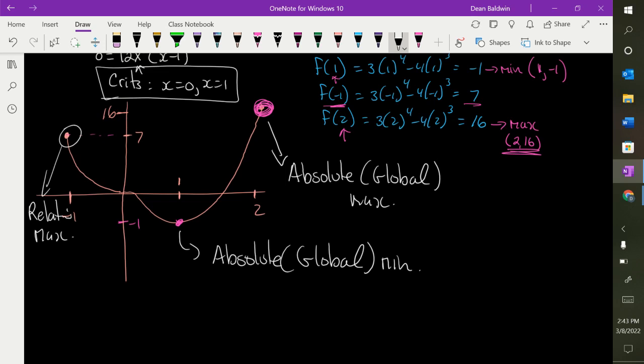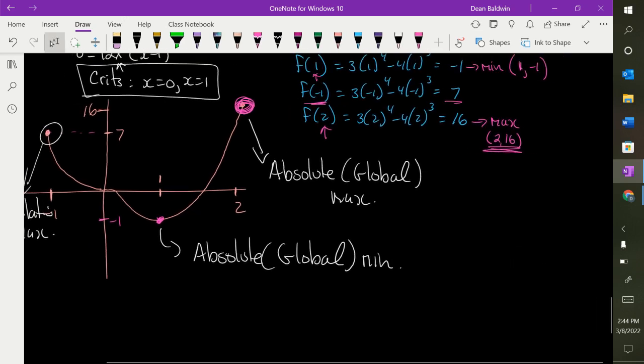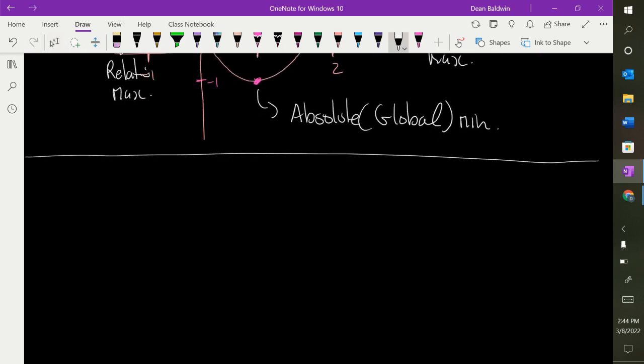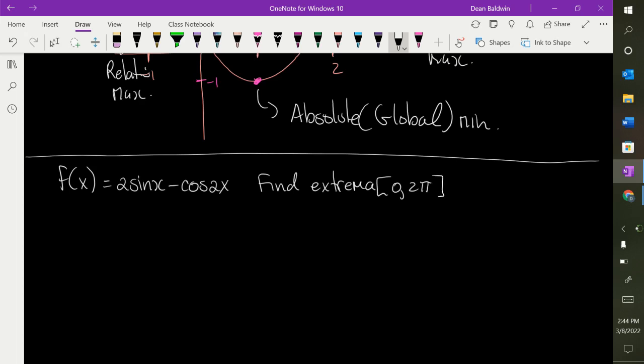Okay, let's do one more example. I'll do a trig one. Okay, so here's our function, f of x, 2 sine of x minus cos 2x. Find the extrema on 0 and 2 pi.